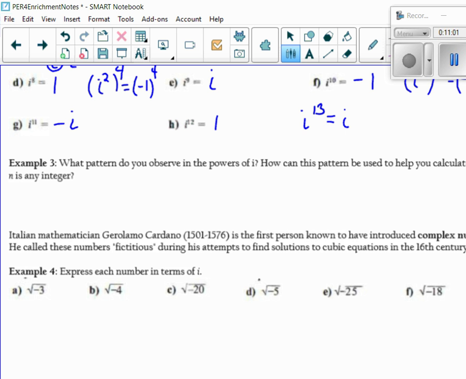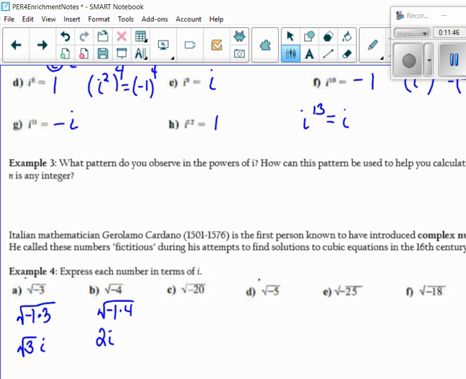So for instance, this would be the square root of negative 1 times 3. Do you see? And what was the square root of negative 1 equal to again? It was equal to i. So this would be the square root of 3 times i. So do you see this one? This would be the square root of negative 1 times 4. Everybody knows the square root of 4 is 2. So then the square root of negative 1, sorry, is i. So do you see that the square root of negative 4 is actually 2i?